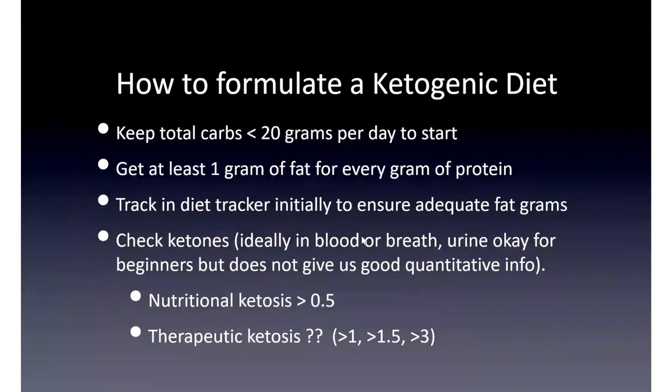I do recommend starting with at least 1 gram of fat for every gram of protein. If we are consuming up to 20 grams of carbohydrates or so, then it would be for every gram of protein plus carbohydrates.